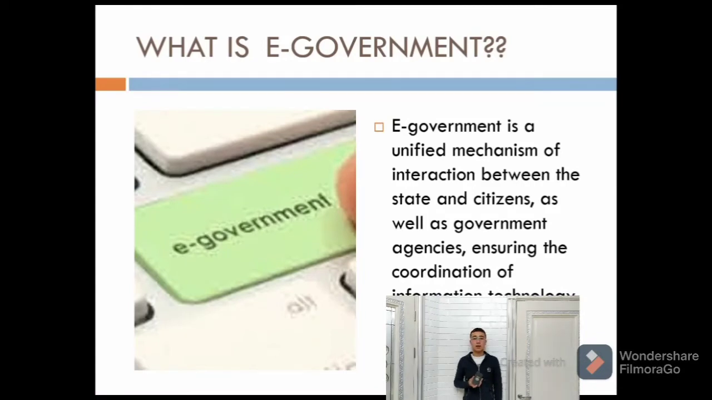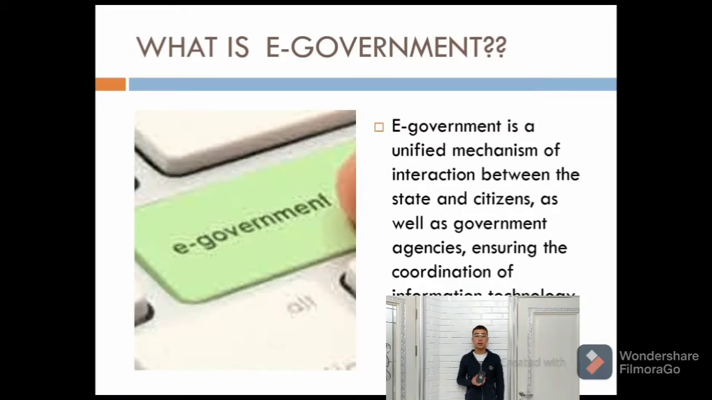E-government is a unified mechanism of interaction between the state and the citizens, as well as government agencies, ensuring the coordination of information technology. It is this mechanism that has allowed government agencies to raise requests, facilitate and expedite the issuance of certificates, registration documents, and more.